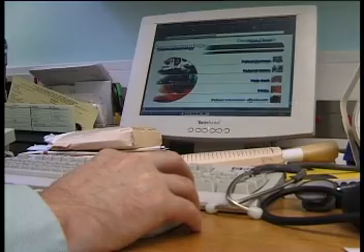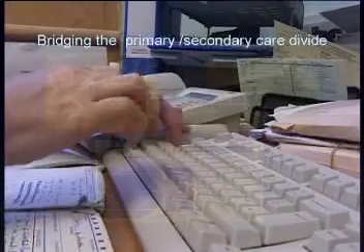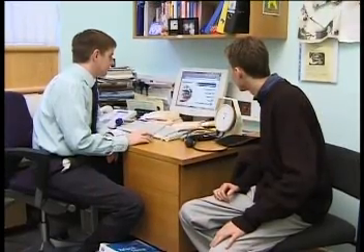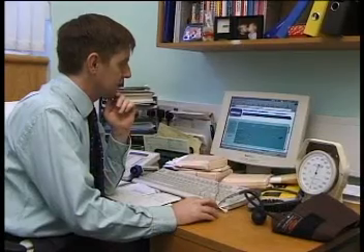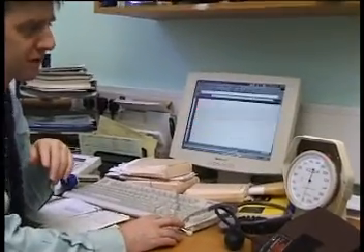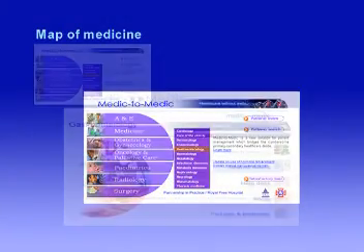Medic-to-Medic is a healthcare application designed to bridge the divide between primary and secondary care and exploit the connectivity of intranets and internets to facilitate medics sharing clinical practice in a manner not possible in the era preceding the World Wide Web. The map of medicine is the central module in this application.